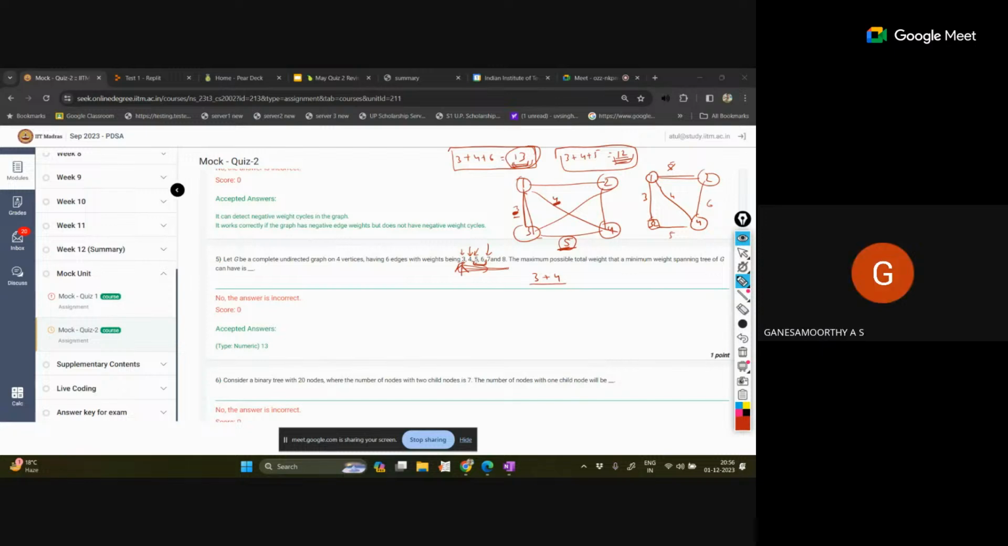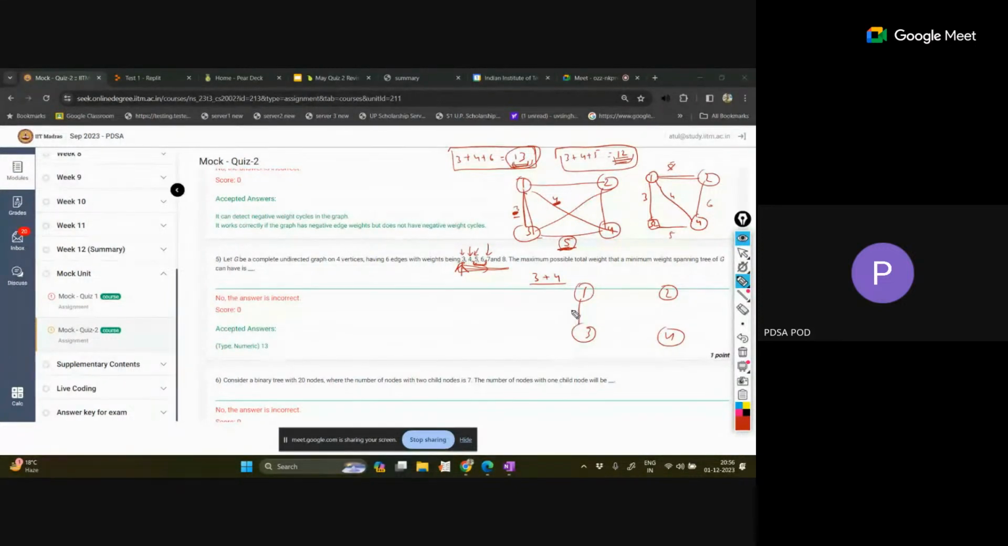Since you are omitting 5 and choosing 6, we can omit 6 and choose 7 also, no, sir? No, you can select only 3 edges in the spanning tree. In this example, you have only 1, 2, 3, and 4 vertices in this graph. So how many edges are required to connect all the 4 vertices? Only 3. So that means you have to select only 3 edges for the minimum spanning tree in the graph.